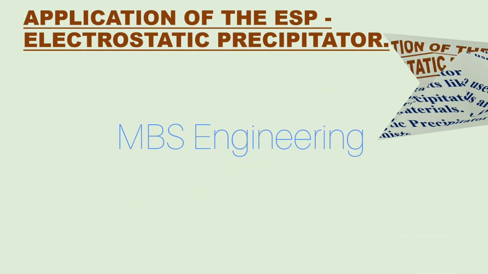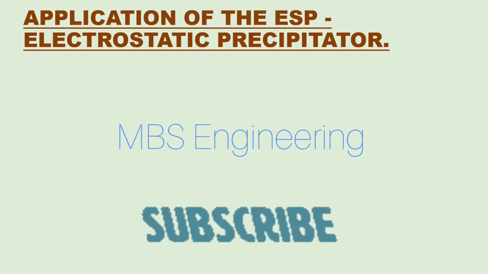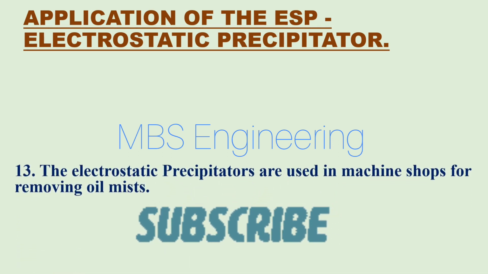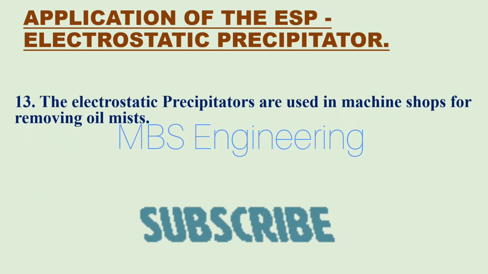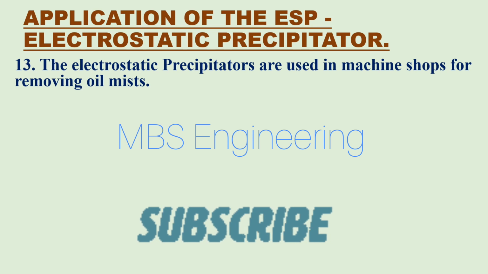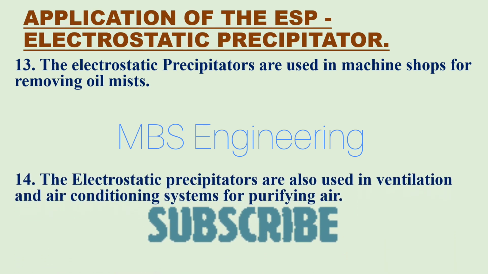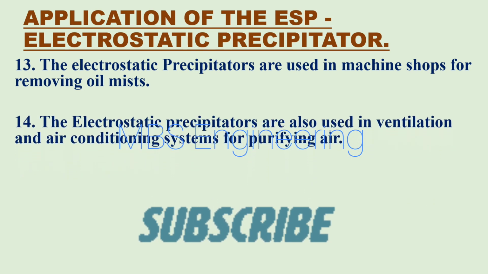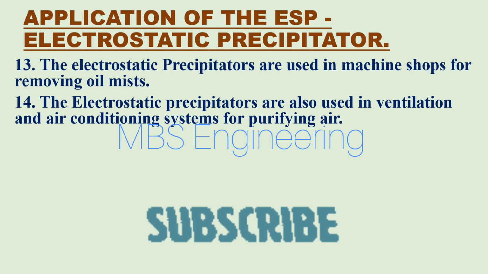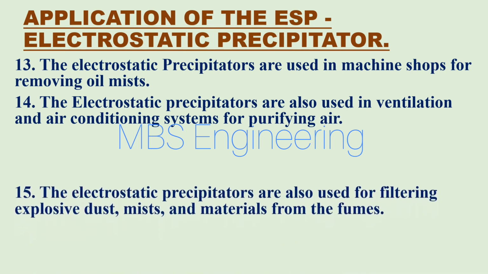Next, we are going to understand the application of the electrostatic precipitator, ESP. We will discuss the detailed application of the electrostatic precipitator ESP given below. Next, the 13th application is that the electrostatic precipitators are used in machine shops for removing oil mists. Next, the 14th application is that electrostatic precipitators are also used in ventilation and air conditioning systems for purifying air.